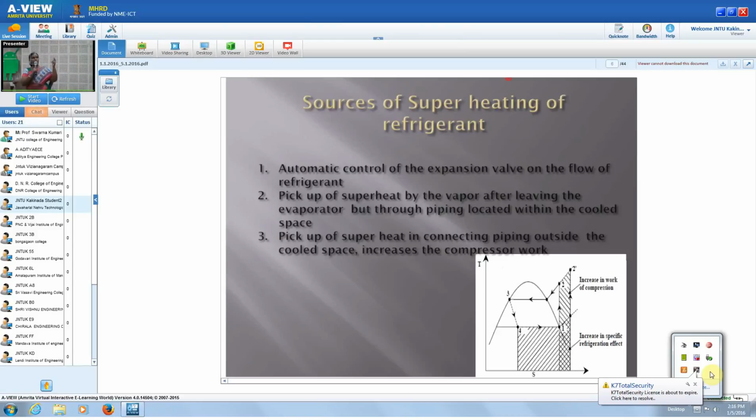So the first two are automatic control of the expansion valve. With that, it will always reduce the evaporator temperature. So whenever the evaporator temperature increases, what will happen to the COP?